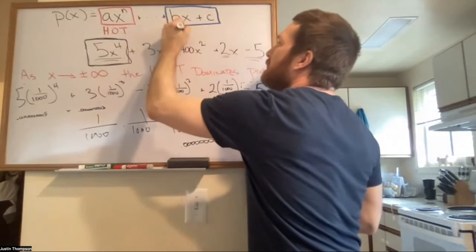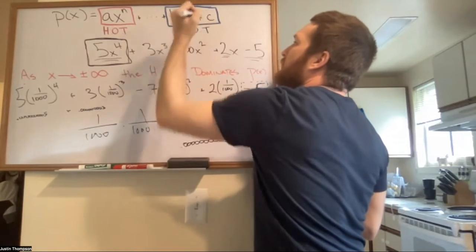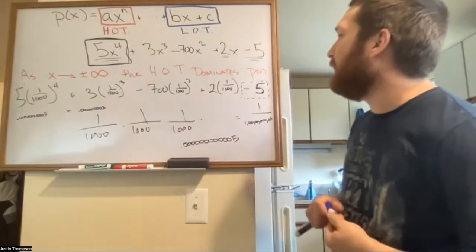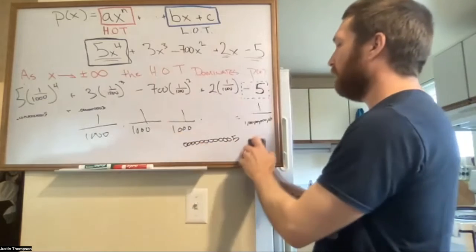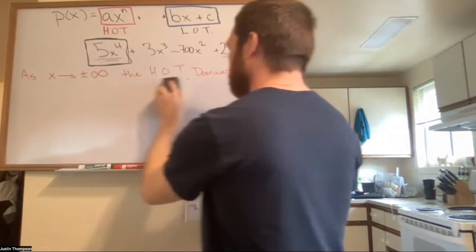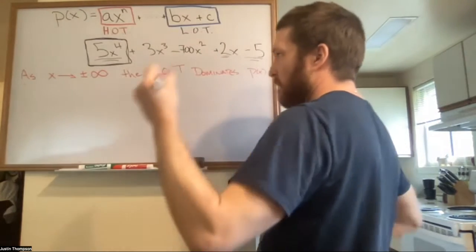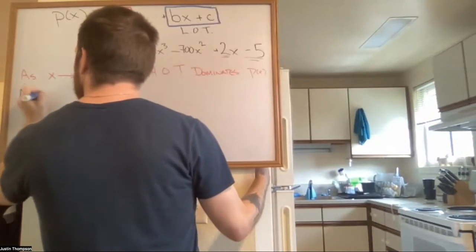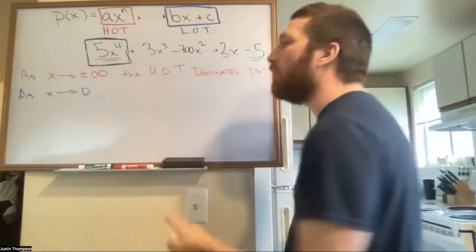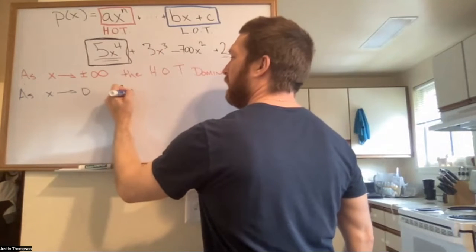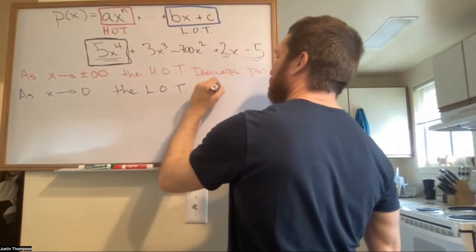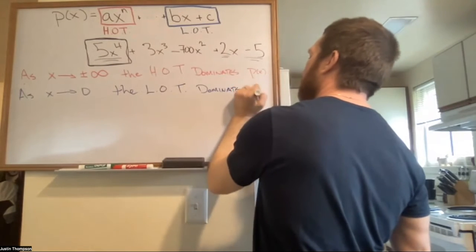We call these the low order terms, the hots and the lots. And we have kind of the opposite relationship here: as x gets closer and closer to 0, or closer and closer to the origin, the low order terms dominate p of x.